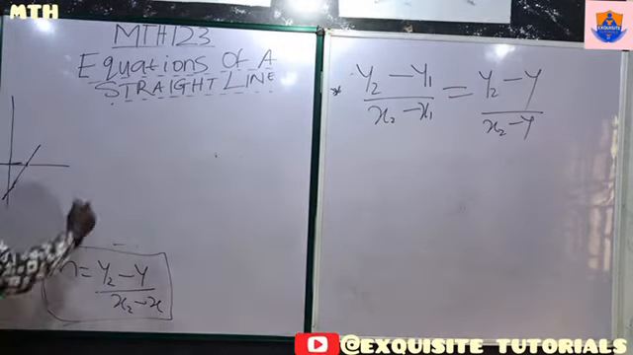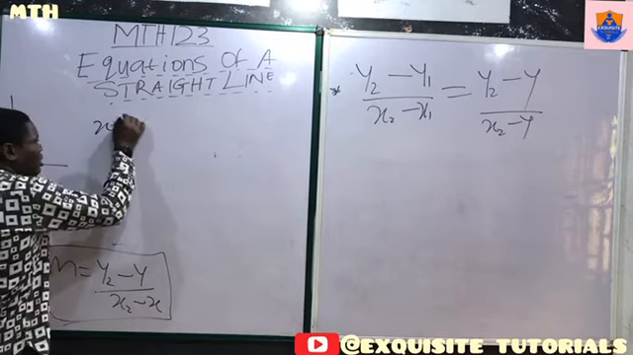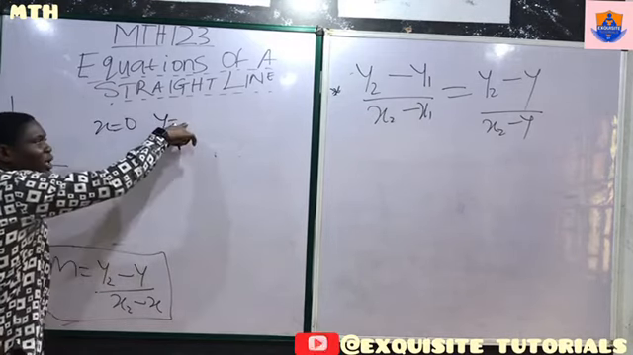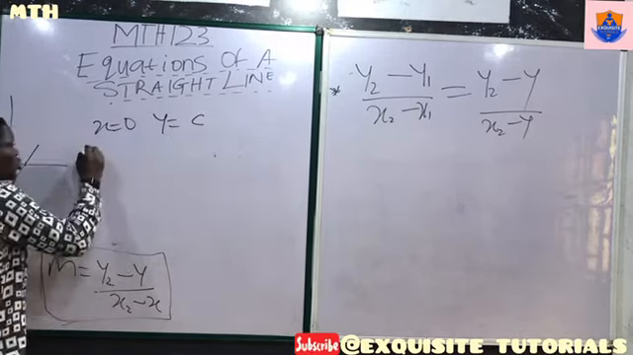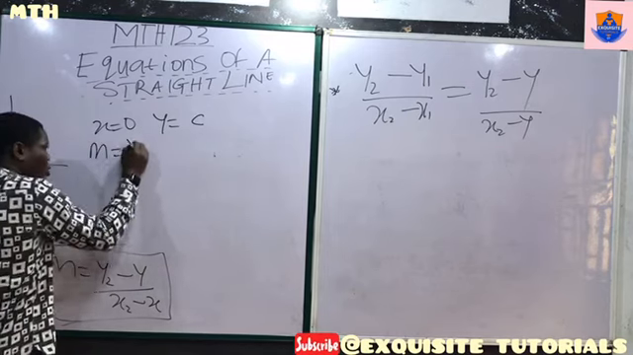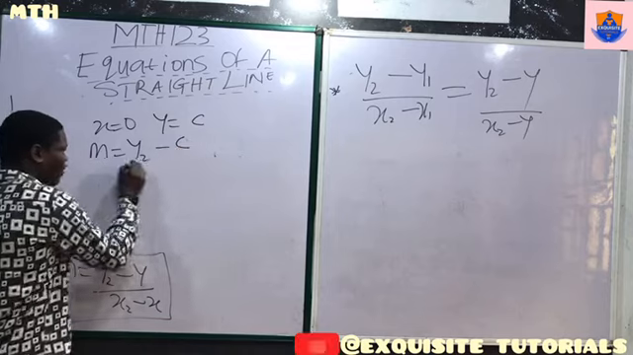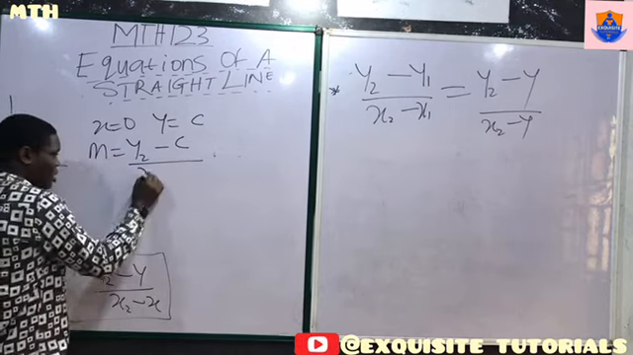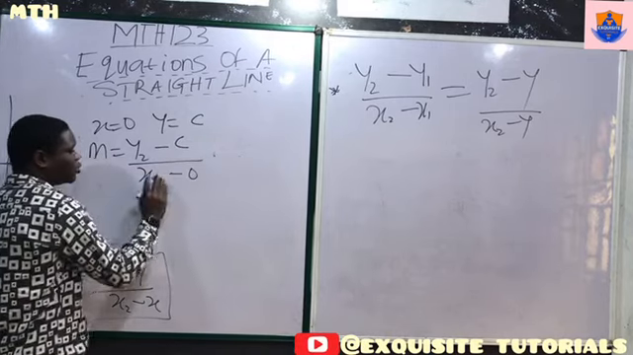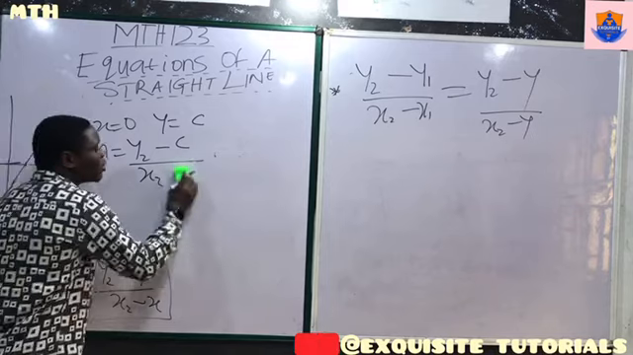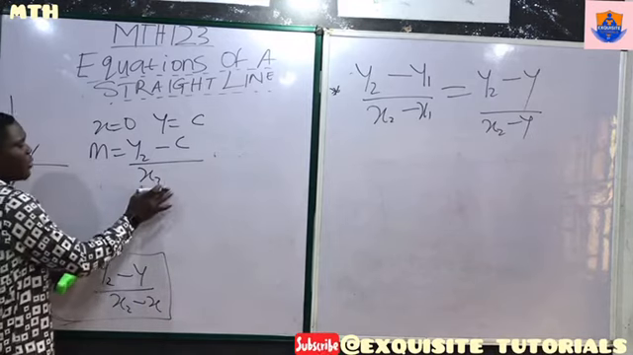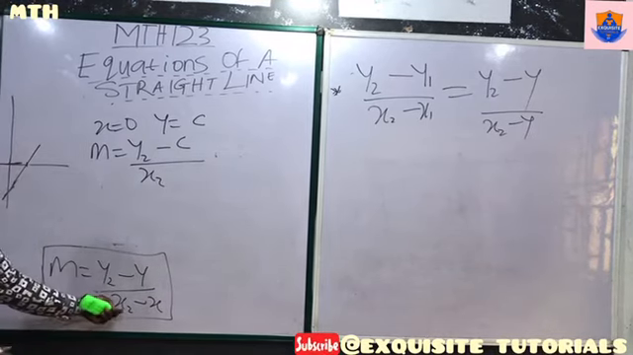So let's say x is 0. So the intercept of y, let's call that intercept of y c. So the gradient m will be y2 minus the intercept on the y axis, which is c, all over x2 minus 0. So if you remove 0 from anything, it makes no difference. So if I multiply this, now let me take this as a variable.